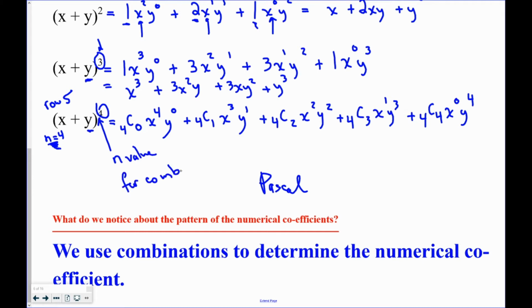It's the n value for the combination. All right, so this was 4C0, 4C1, okay? Here we used row 4, right? When the n value would have been 3. So there are 2 ways to think of it. It's the n value for the combination, or it's 1 less than the row number, okay?